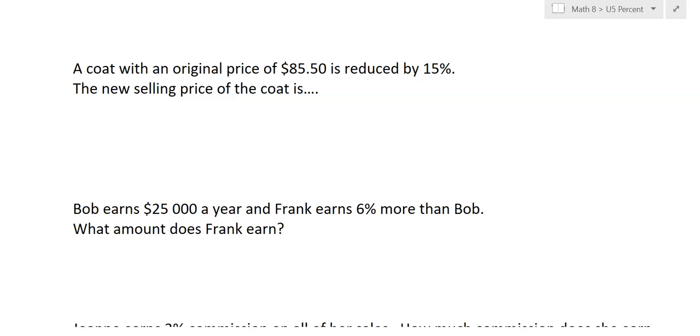Here's the first situation. A coat with an original price of $85.50 is reduced by 15%. The new selling price of the coat is, well, what most of us have been doing is finding 15% of $85.50. We've been finding the discount, and then we're subtracting that discount from the original price to find the sale price. So it takes two steps. It's not wrong. It's not too bad of a step, but there's another way we can do it which will help us when we get to more difficult problem solving. This is a good concept to learn.